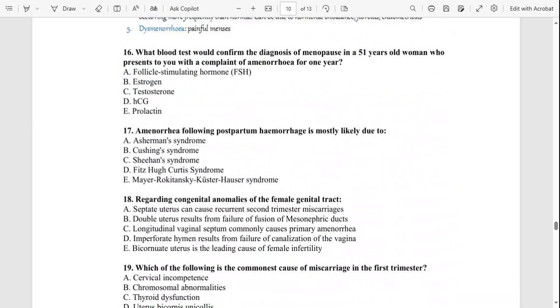Question 16 is saying, what blood test would confirm the diagnosis of menopause in a 51-year-old woman who presents to you with a complaint of amenorrhea for 1 year? FSH, estrogen, testosterone, HCG, prolactin. How can you confirm menopause? Anyone to help with this one?